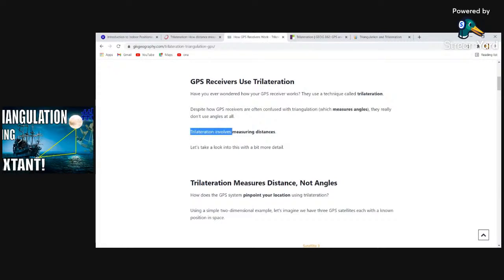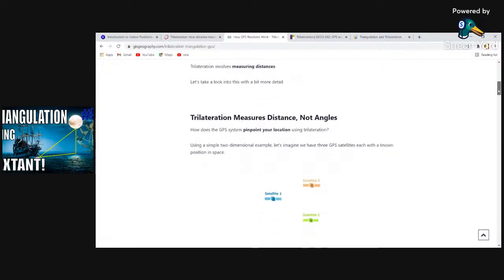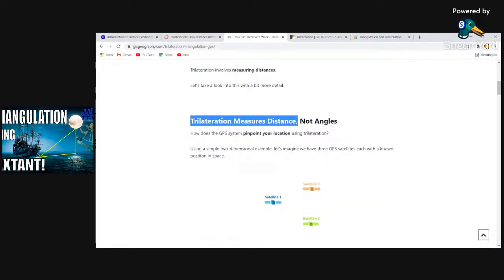So trilateration involves measuring distances. Where's the angles in trilateration? Right there, it says trilateration measures distances, not angles. So how can we use trilateration when using the sextant? It's a non sequitur. Trilateration measures distance, not angles. What does the sextant do? It measures angles. So we're absolutely not using trilateration when using the sextant, are we?